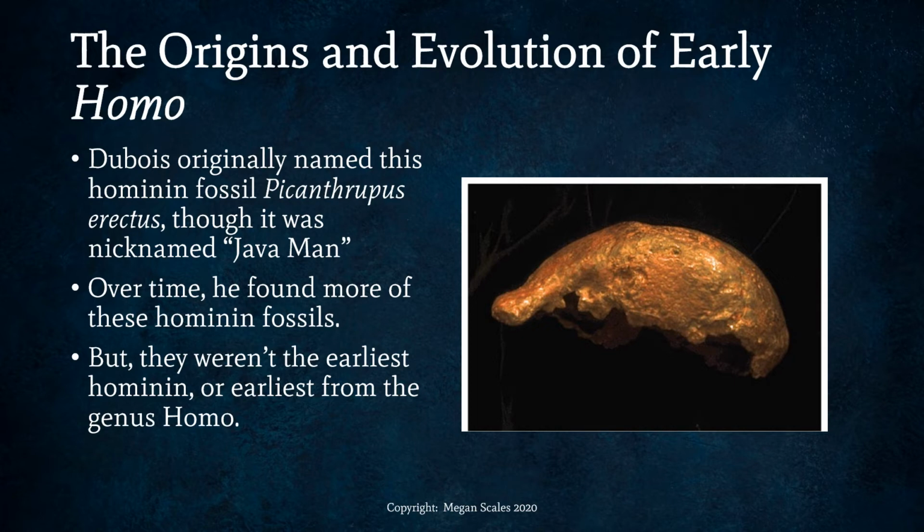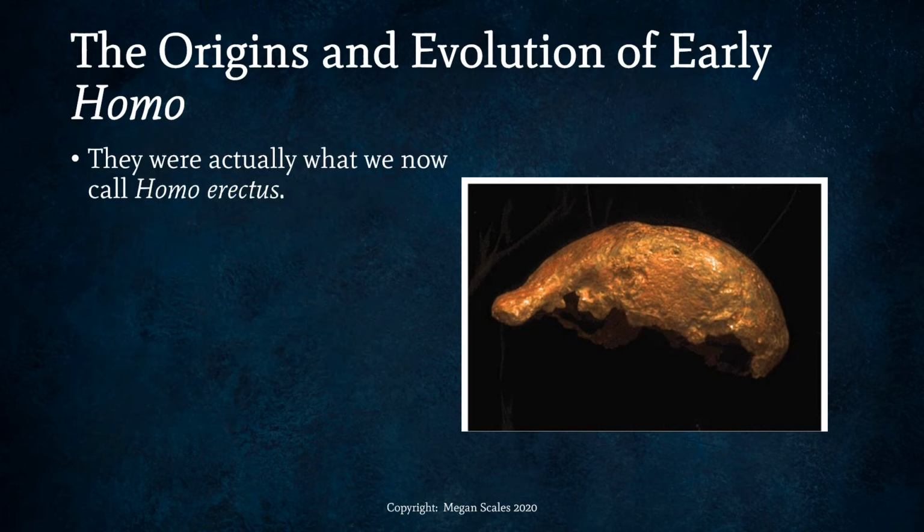Over time, he found more of these hominin fossils, but they weren't the earliest hominin or even the earliest from the genus Homo. This is just an early example of a hominin being found in the 1800s, and we have learned much more and found many more hominin fossils since then. So these fossils are actually what we now call Homo erectus, and we'll be learning more about Homo erectus later in the lesson.